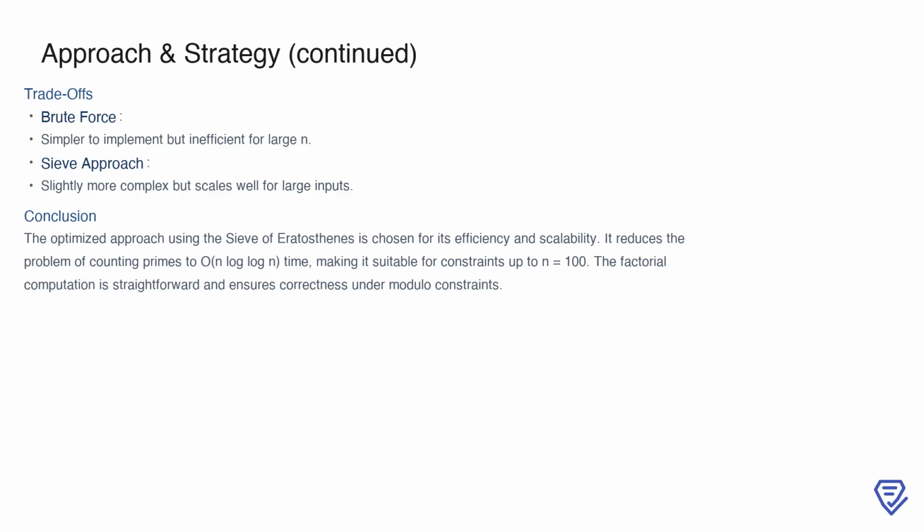In conclusion, the optimized approach using the sieve of Eratosthenes is the clear choice for this problem. It balances efficiency and scalability, making it suitable for input sizes up to n equals 100, which is the upper limit specified in the problem. This approach not only meets the requirements but does so in a way that guarantees optimal performance.